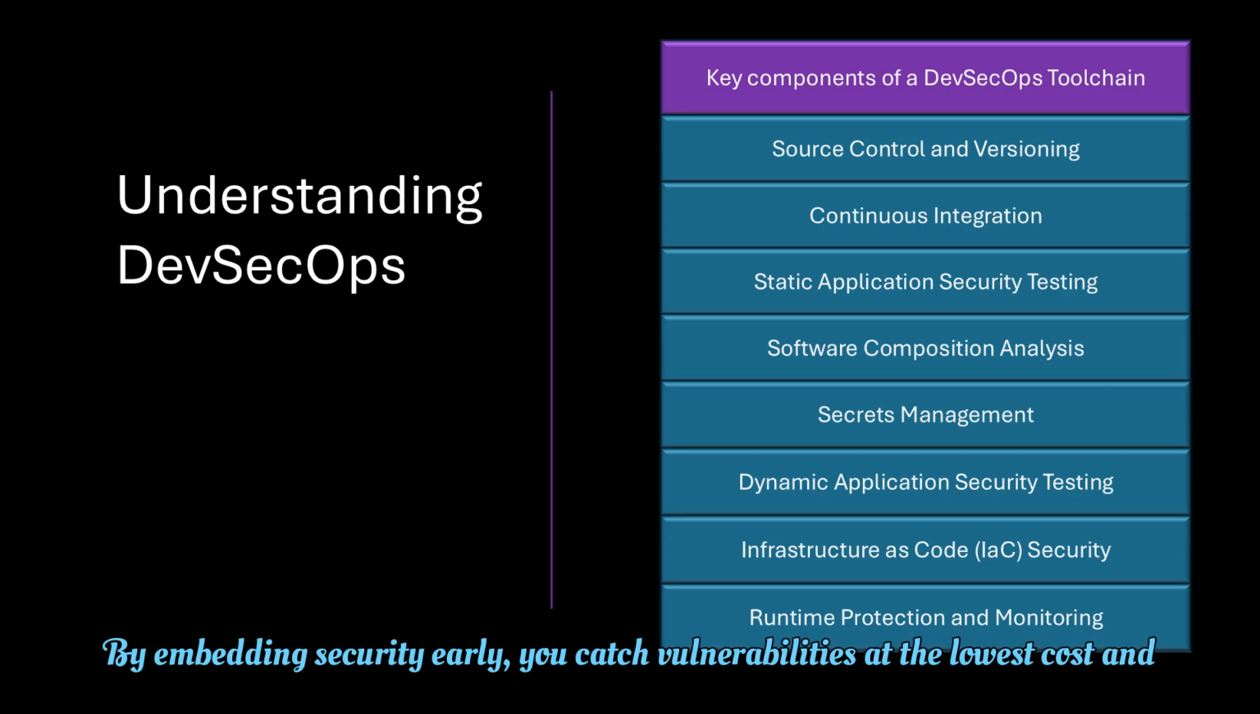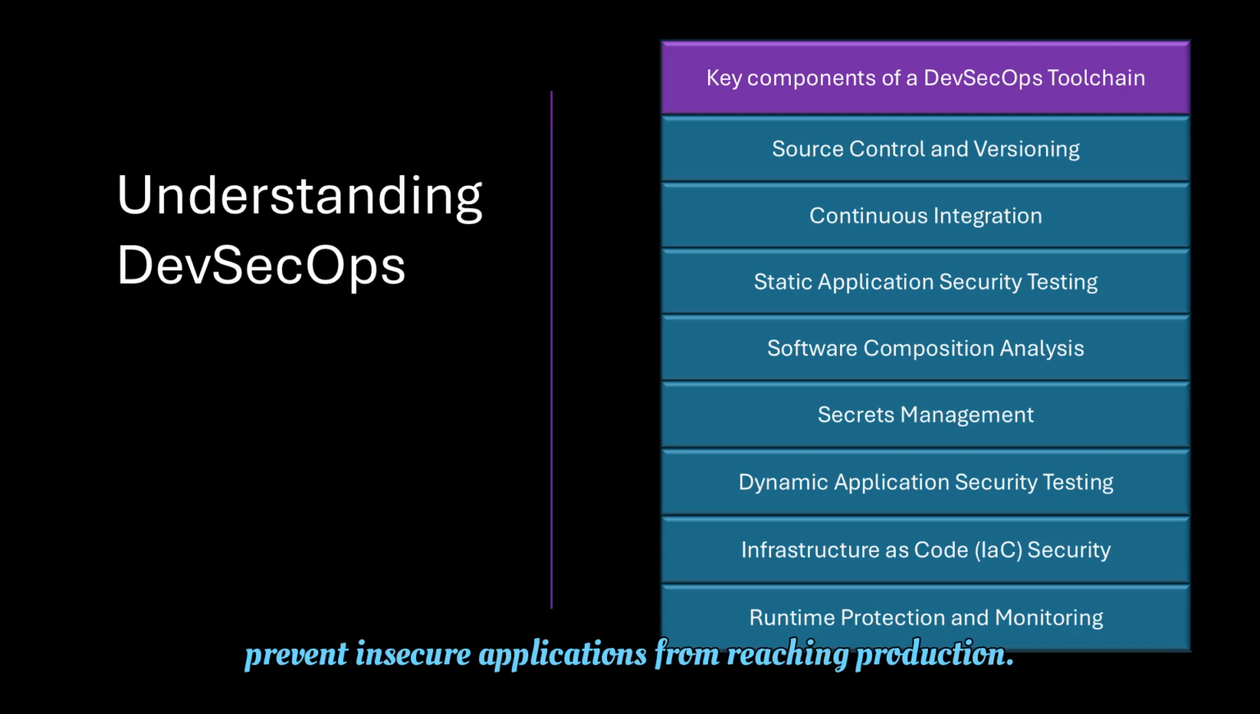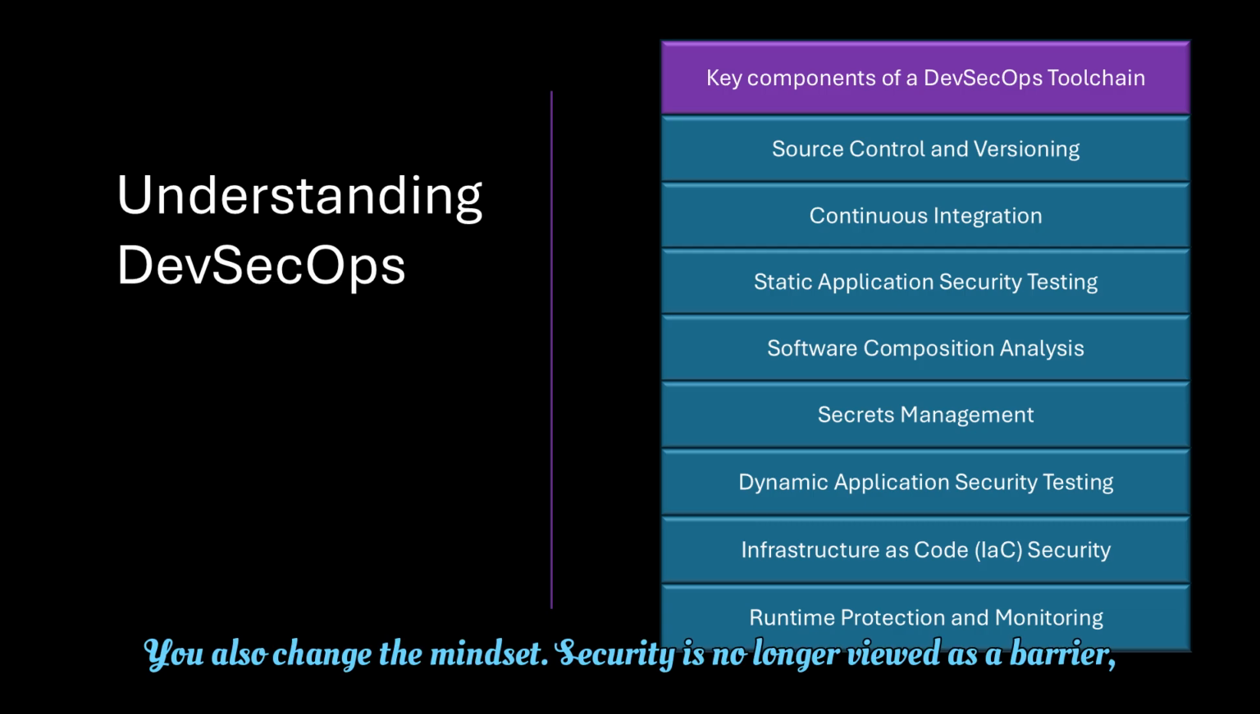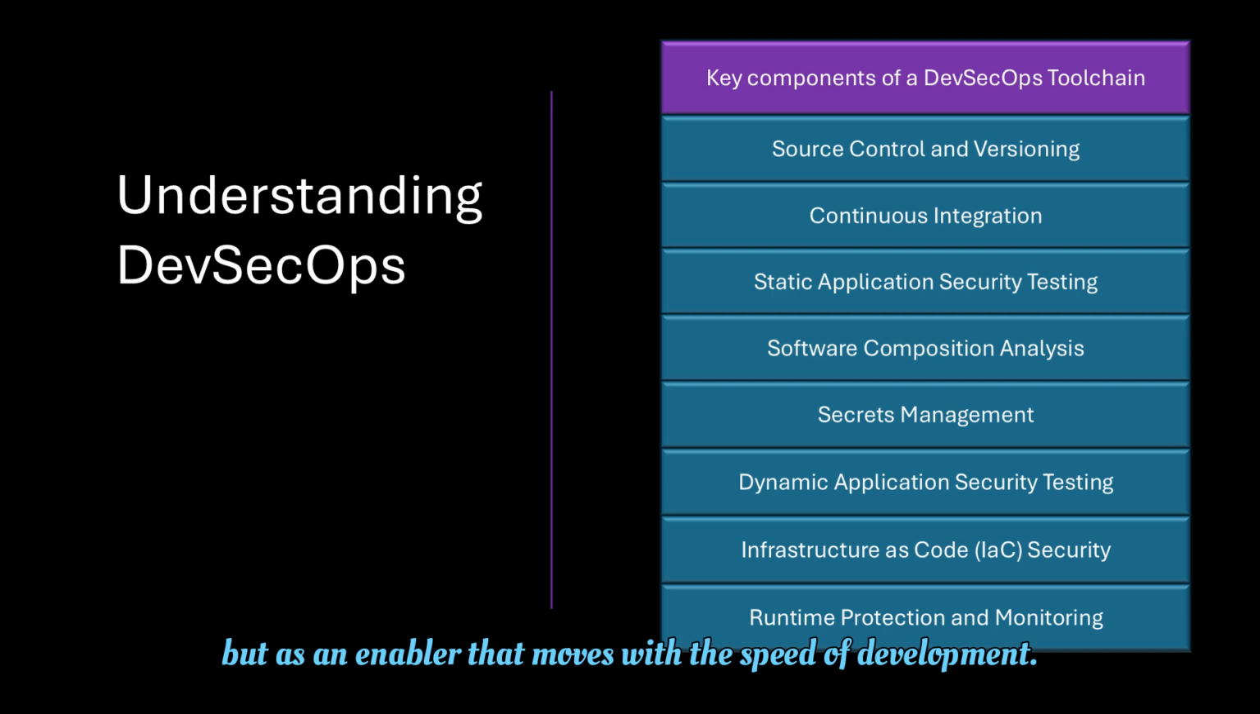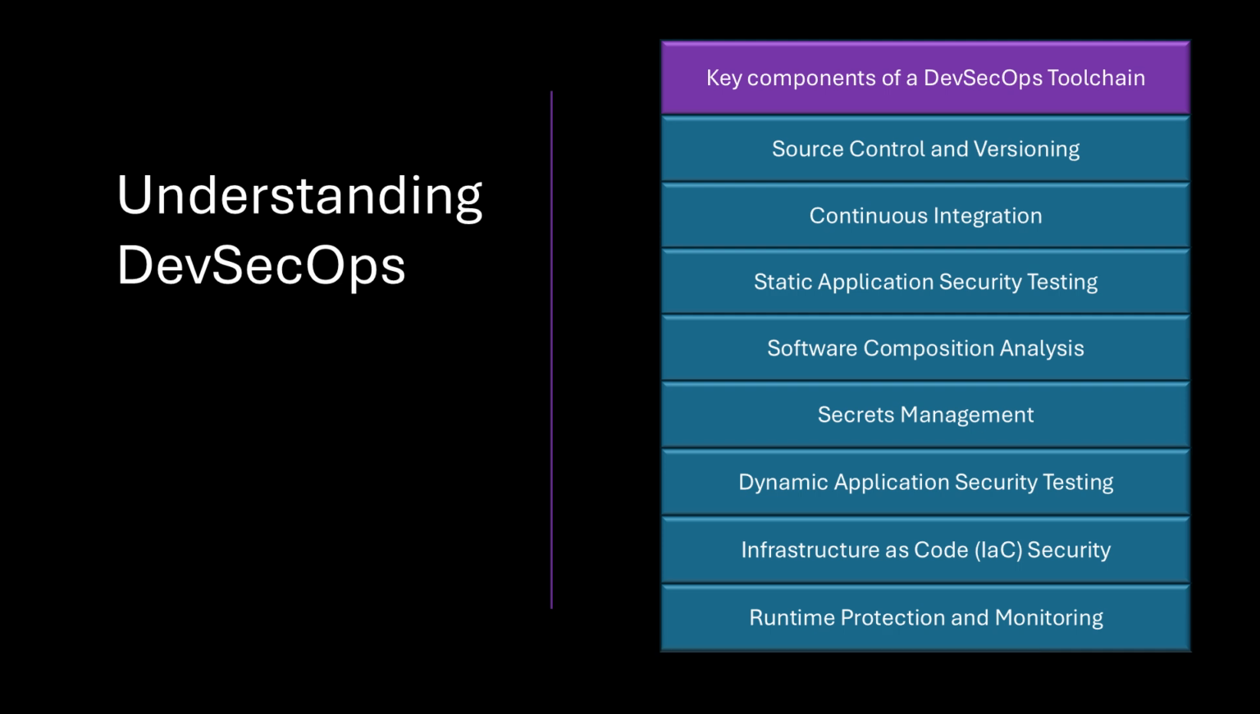By embedding security early, you catch vulnerabilities at the lowest cost and prevent insecure applications from reaching production. You also change the mindset. Security is no longer viewed as a barrier, but as an enabler that moves with the speed of development.